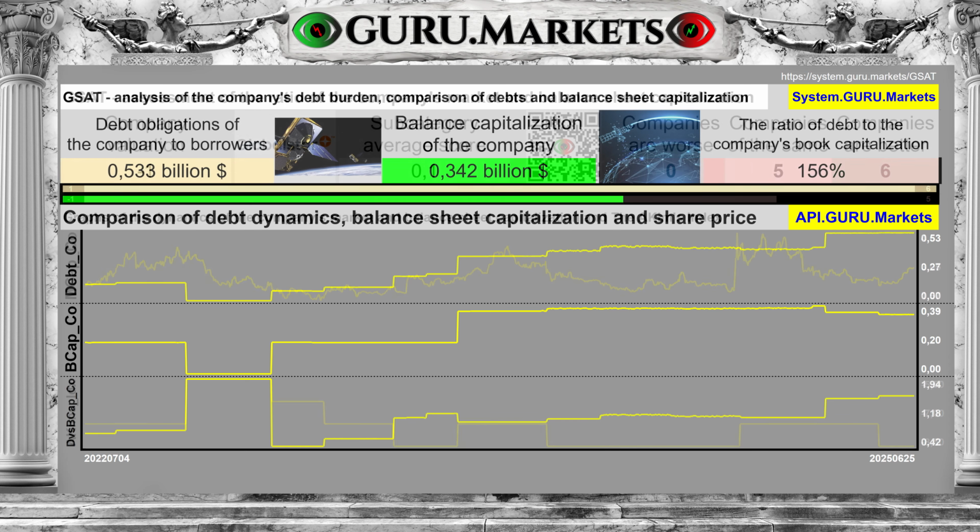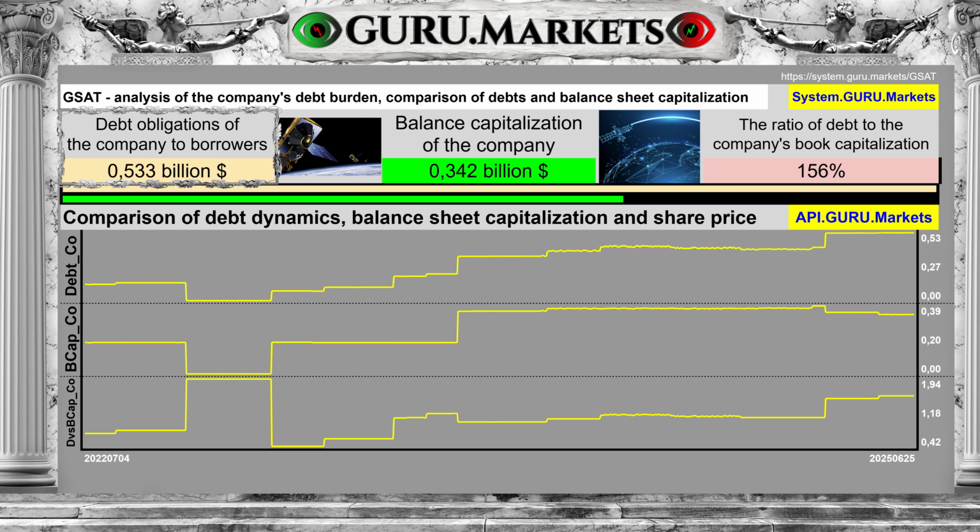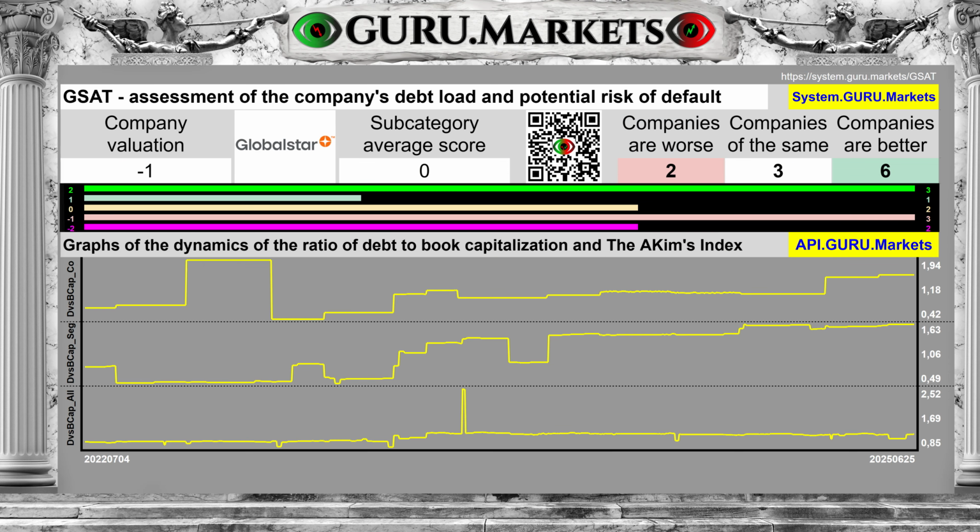The organization's debt obligations amount to $0.533 billion. Financial liabilities to book capitalization constitute 156% of the company's capital. Company debt rating: bad, minus 1 point.